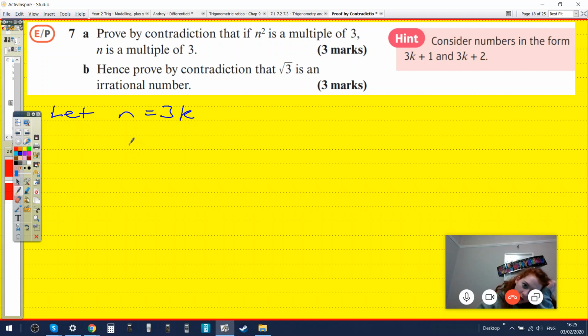So if we square that, because it's n squared, then we have n squared is equal to 9k squared. Yeah, I think it might be the other way though. It says n squared is a multiple of 3, so I think we would let n squared be equal to 3k.